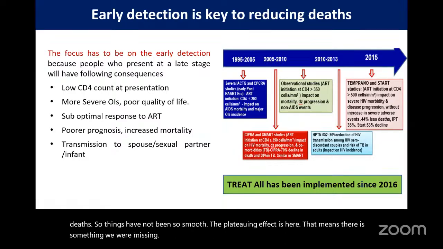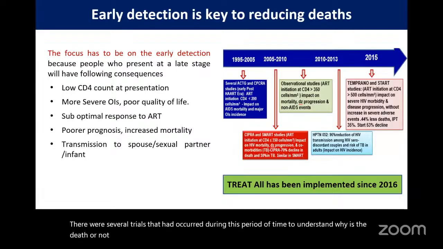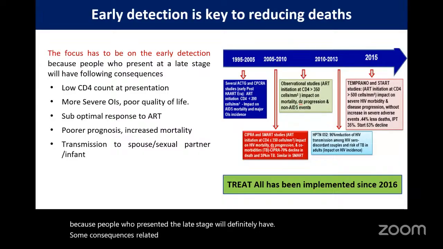So there were several trials that had occurred during this period of time to understand why the death rate is not being reduced over time. So the focus was more to be given on early detection, because people who present at the late stage will definitely have some consequences related to the outcome.